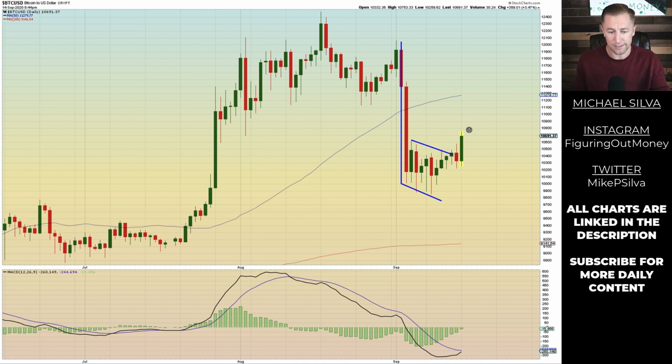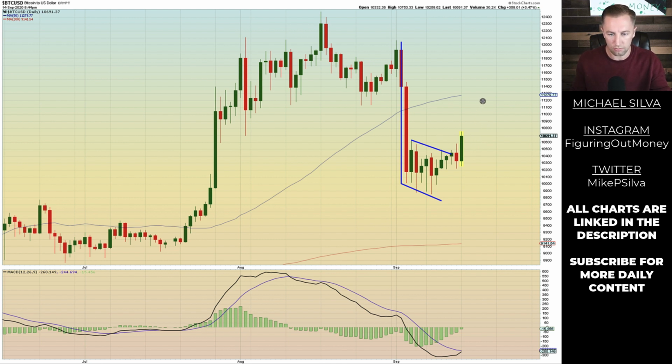Maybe some people might say that's not that big of a move for Bitcoin. Looking back at the chart, I guess that's not that big of a move, but it is a pretty aggressive move in the context of where we're looking from this bear flag breakout. So pretty decent. Now we're going to have to monitor where it could potentially go.